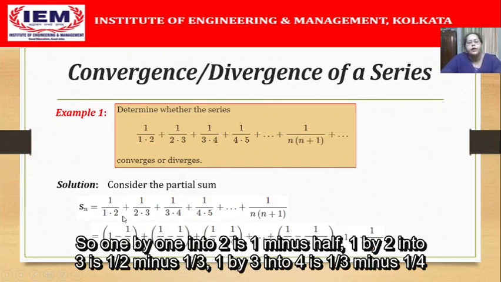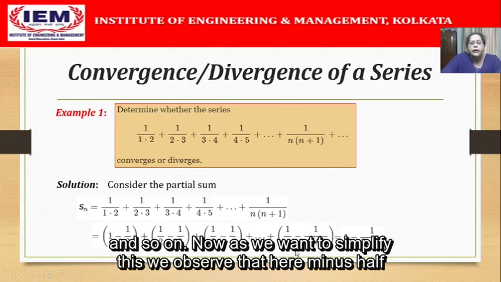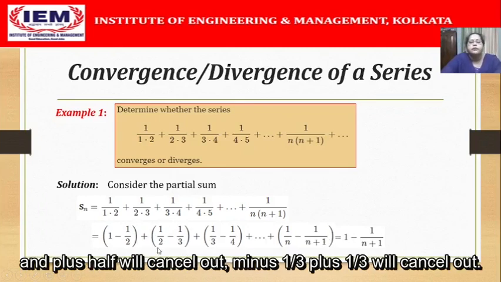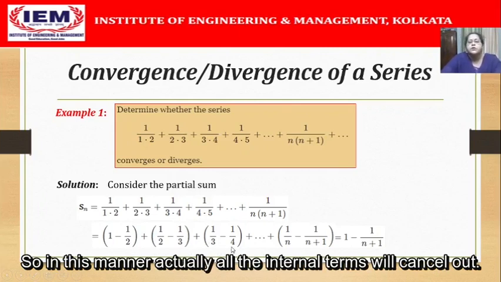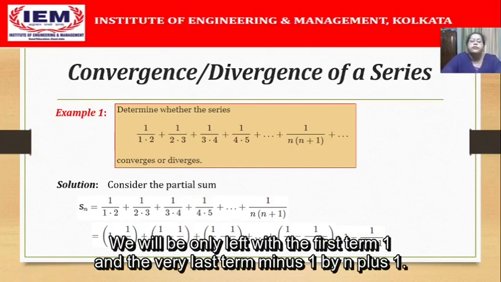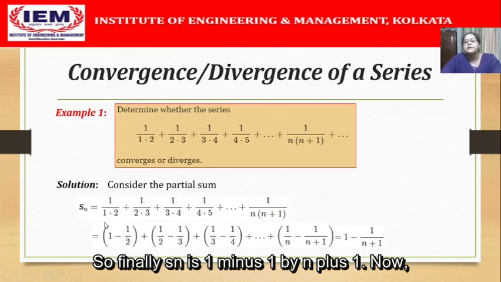So 1 by 1 into 2 is 1 minus half. 1 by 2 into 3 is half minus 1/3. 1 by 3 into 4 is 1/3 minus 1/4, and so on. Now, as we want to simplify this, we observe that here minus half and plus half will cancel out. Minus 1/3 plus 1/3 will cancel out. So in this manner, actually all the internal terms will cancel out. We will be only left with the first term 1 and the very last term minus 1 by n plus 1. So finally, Sn is 1 minus 1 by n plus 1.